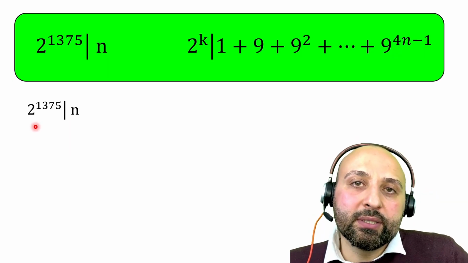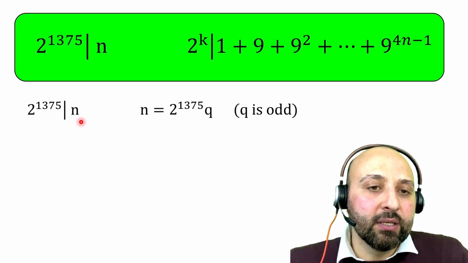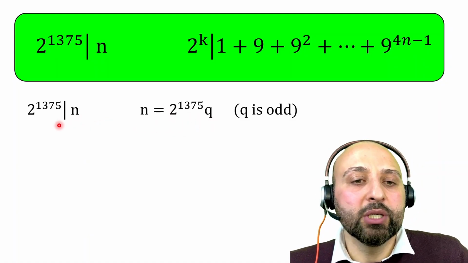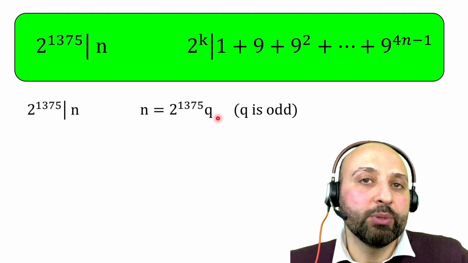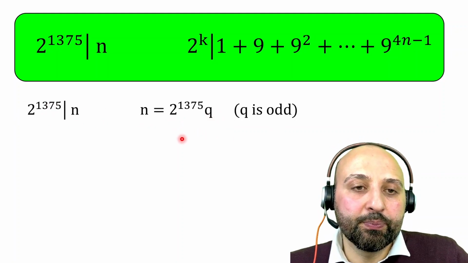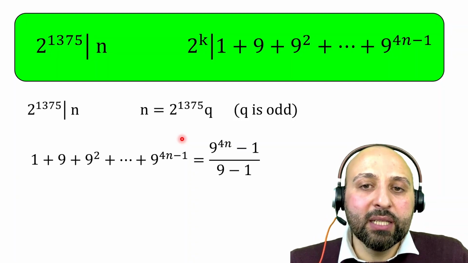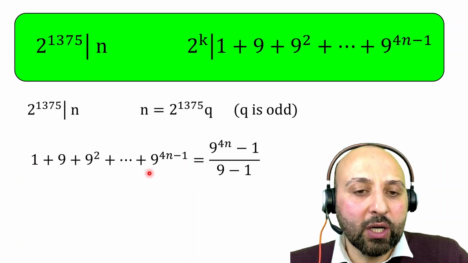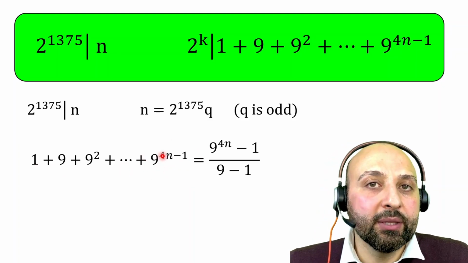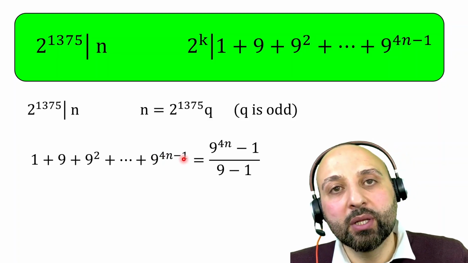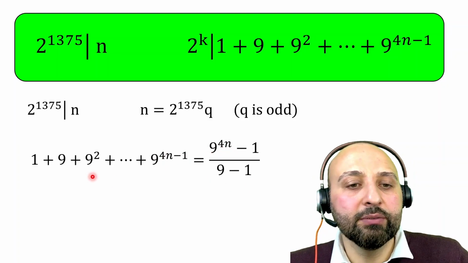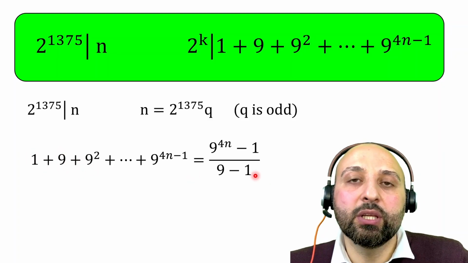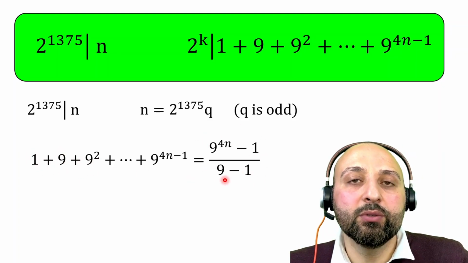2 power 1375 divides n. That means n can be written as 2 power 1375 times q, because it says this is the maximum power, so q will become an odd number. This is what we know. All right, let us calculate this geometrical series. If you have a geometrical series, you take the last term, power n plus 1. So here it becomes 9 power 4n minus 1 plus 1, which is 9 power 4n minus 1, divided by the expansion rate minus 1. The expansion rate is 9, so 9 minus 1 comes here. So this series is equivalent to this one.